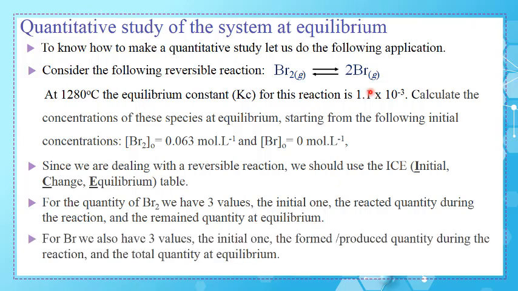Same for Br, which is a product. We have also three values for it: the initial one, the formed or produced quantity during the reaction, and the total quantity at equilibrium. If you didn't understand well what we mean by this, let's continue the application and you will understand.